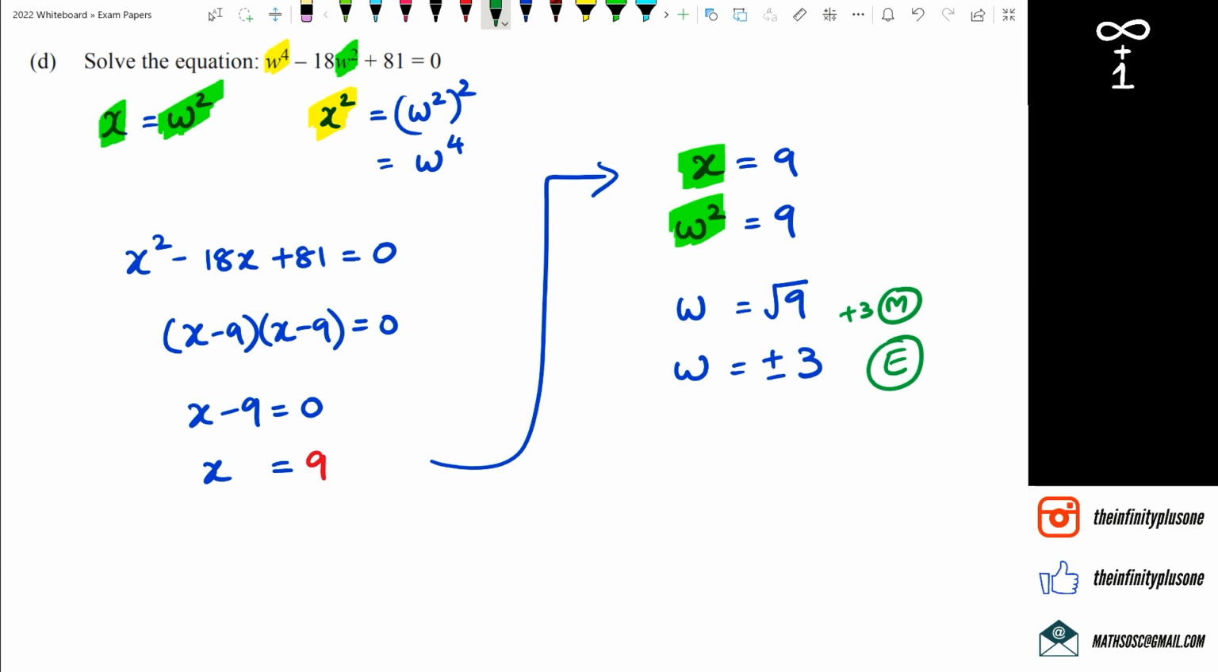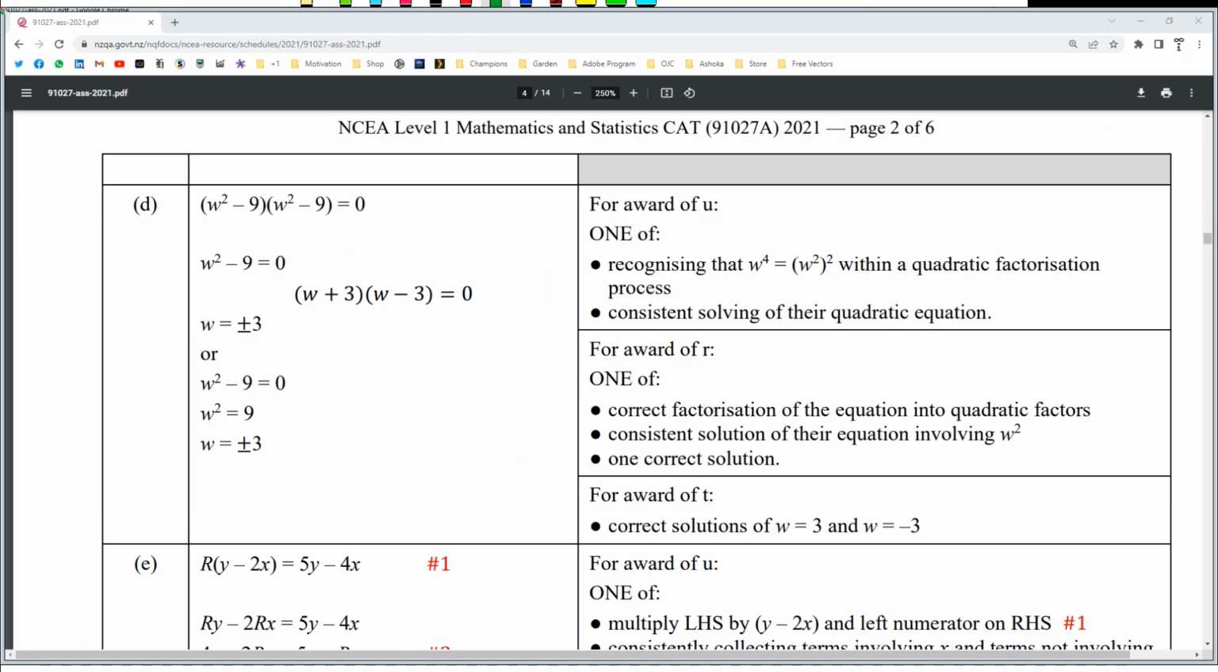Correct factorization of the equation into quadratic factors. Yeah, let's have a look at the answer schedule so you guys can see what I'm seeing here. As you can see, what they've done is w squared minus 9 and w squared minus 9. There's nothing wrong in doing this. You're still going to end up with pretty much the same answer.